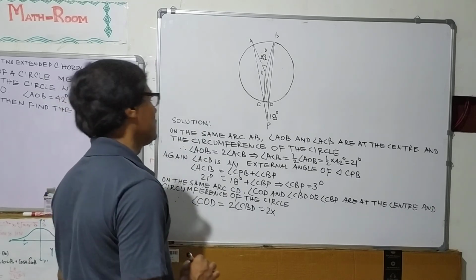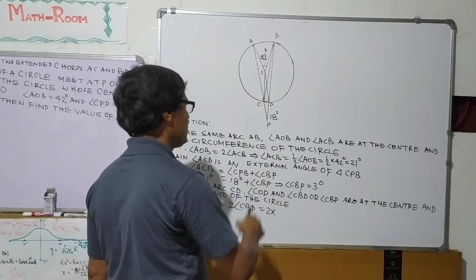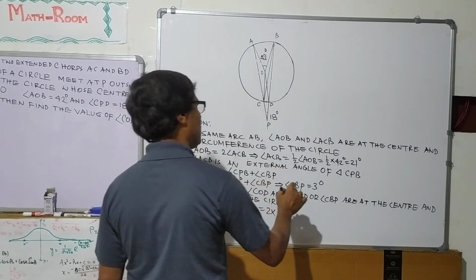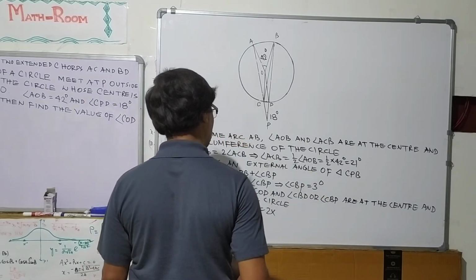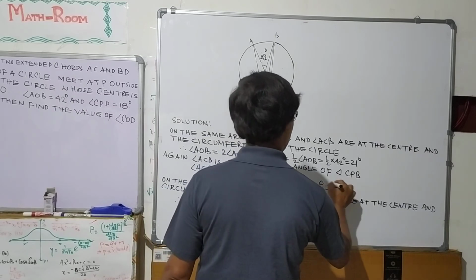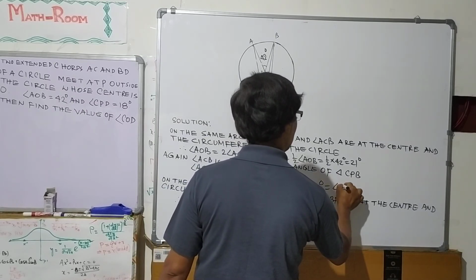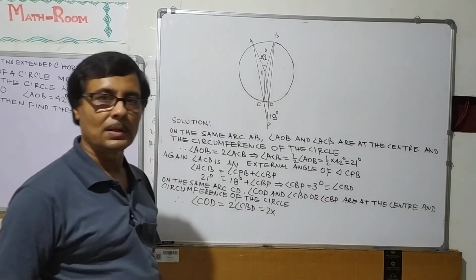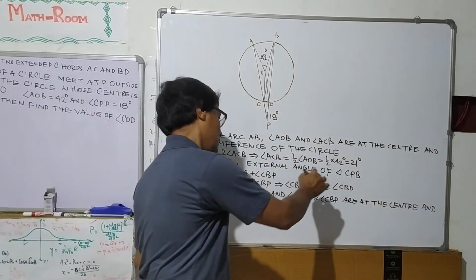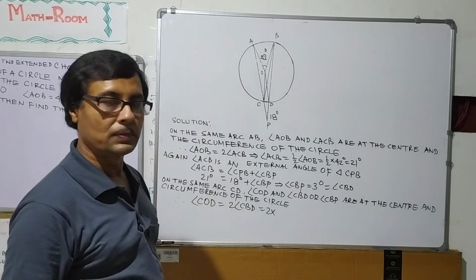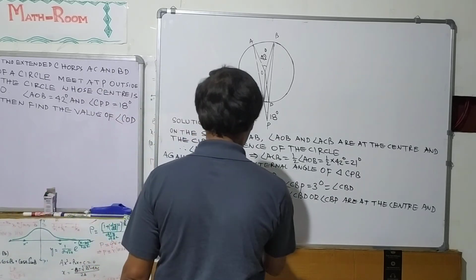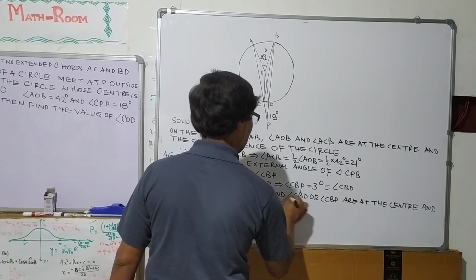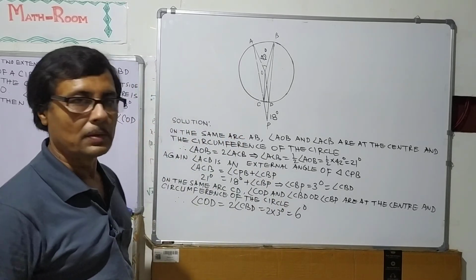CBD and CBP are the same angle, so the value of them is 3 degrees. So, CBD is also 3 degrees. So, COD equals 2 times 3 degrees, which equals 6 degrees. This is the required value of COD.